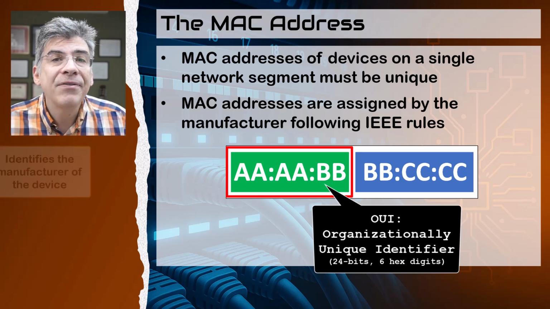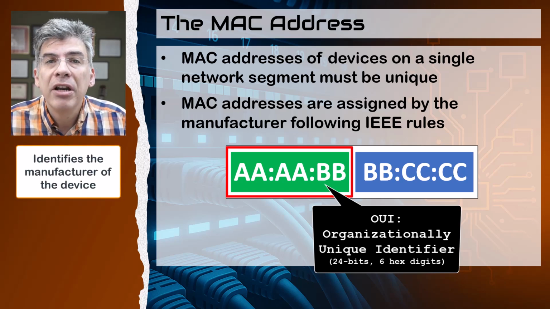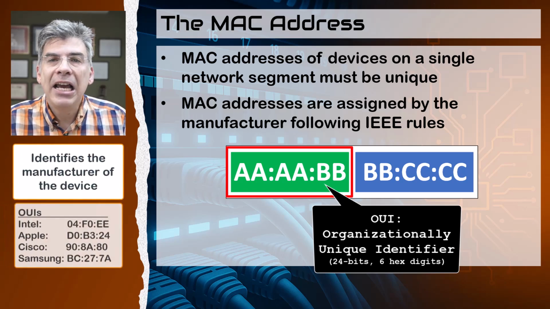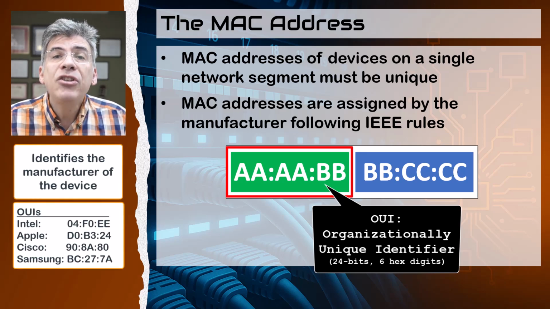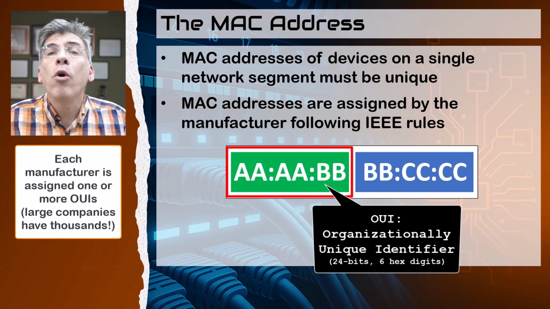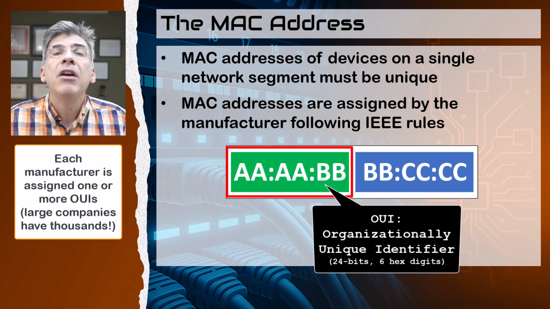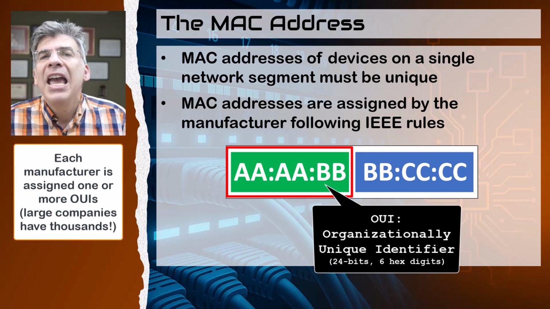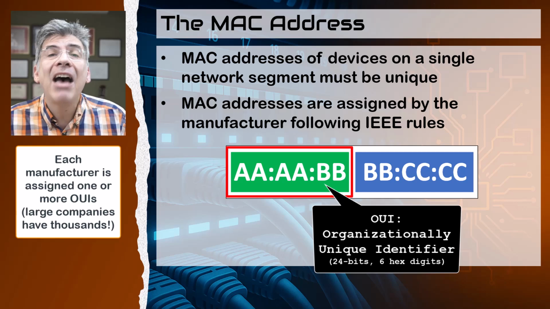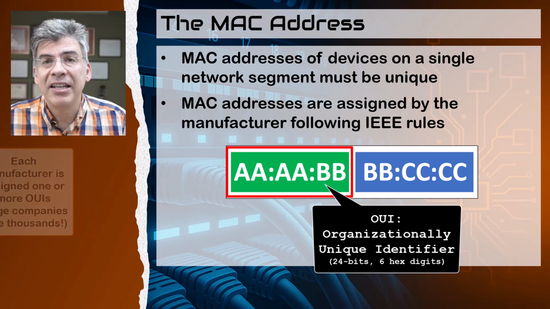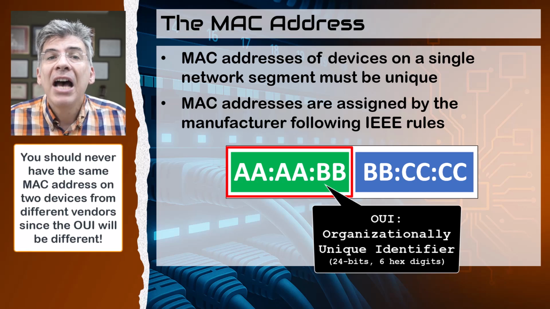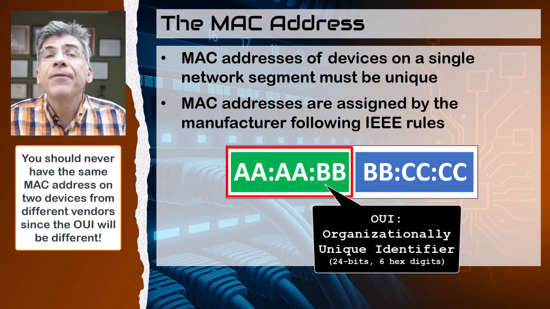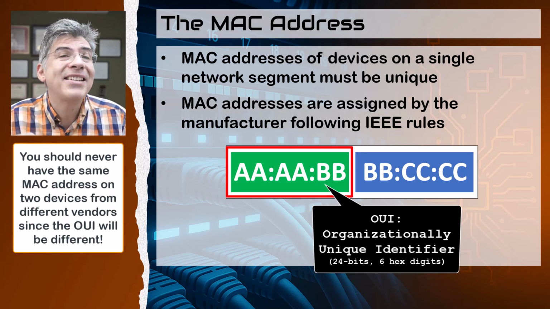This part identifies the company or the vendor that made the device, like Intel, Apple, Cisco, Samsung, or anyone else. Each company is assigned 1 or more of these OUIs for use with their devices. In most cases, large companies will have multiple OUIs assigned to them. So you will never have the same MAC address assigned to 2 devices from 2 different manufacturers, because the first 24 bits are necessarily different.